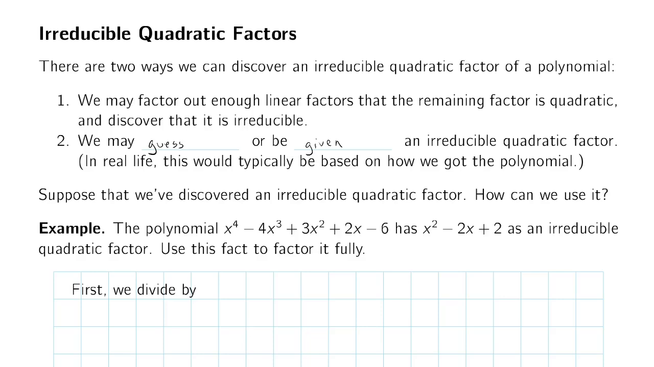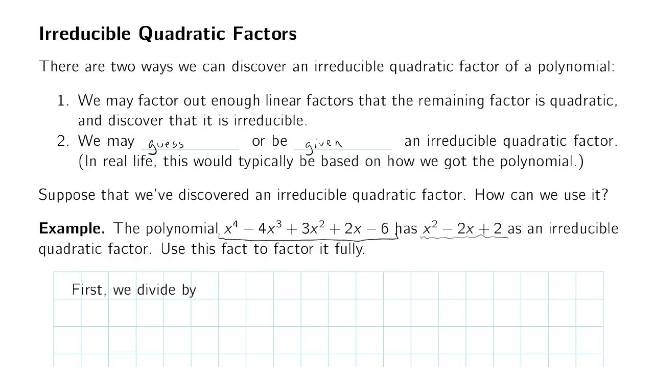So if we're in possession of an irreducible quadratic factor, how do we use that to figure out the remaining factors? Well, we divide it out and see what's left. So suppose we have the polynomial x to the fourth minus 4x to the third plus 3x squared plus 2x minus 6, and it has x squared minus 2x plus 2 as an irreducible quadratic factor. You can check the discriminant and confirm for yourself that that quadratic is indeed irreducible. We're going to use that to fully factor the polynomial.